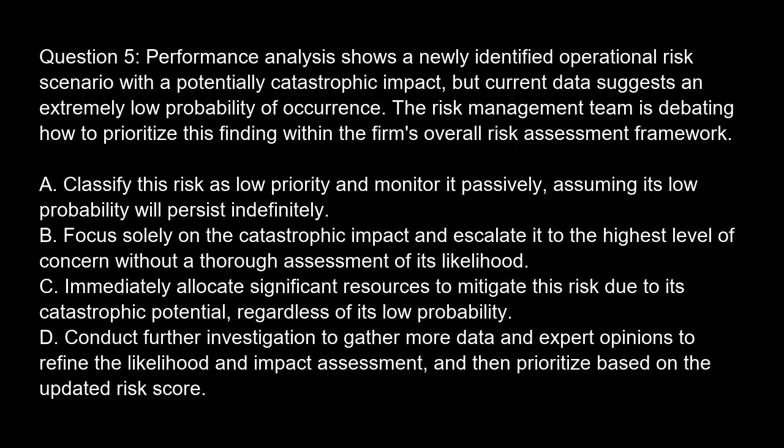Option A. Classify this risk as low priority and monitor it passively, assuming its low probability will persist indefinitely. Option B. Focus solely on the catastrophic impact and escalate it to the highest level of concern, without a thorough assessment of its likelihood. Option C. Immediately allocate significant resources to mitigate this risk due to its catastrophic potential, regardless of its low probability. Option D. Conduct further investigation to gather more data and expert opinions to refine the likelihood and impact assessment, and then prioritize based on the updated risk score.